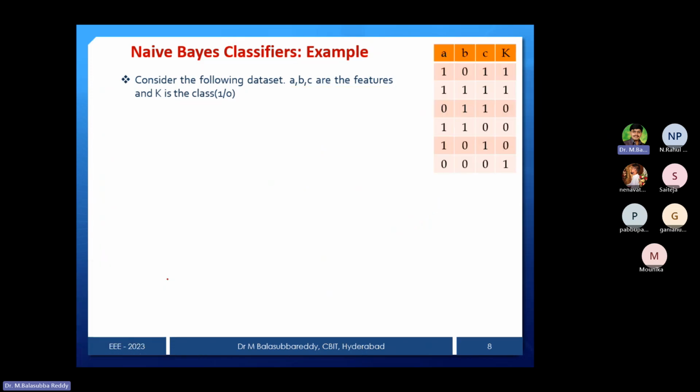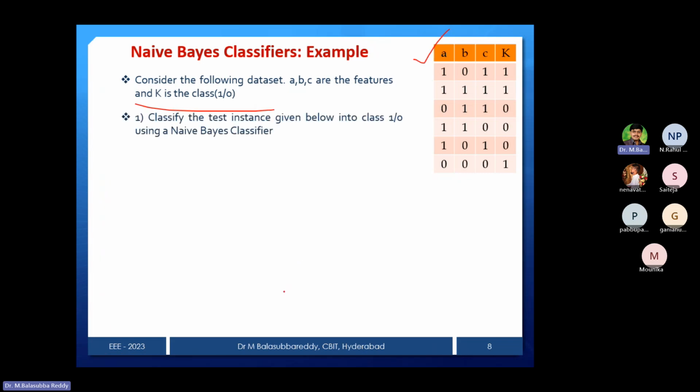In that, you can see the problem is given. Suppose A is 1, B is 0, C is 1, then K, our output or final prediction, in that combination we got K equal to 1. Similarly, when A, B, C are all ones, then K is equal to 1. With some combinations they mention. This is the problem. So far, this is the data. For that, a data set is given.